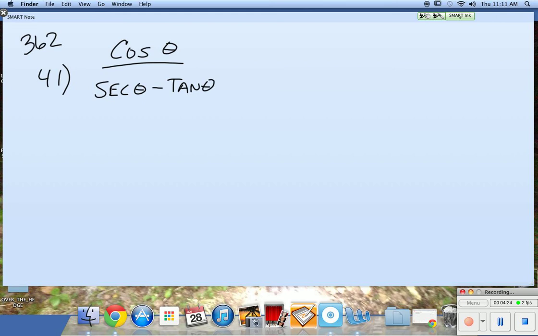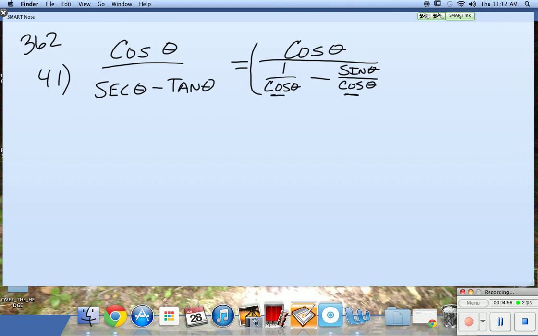Again, I'm going to put it into sine and cosine. So let's go ahead and use our tools. We've got cosine on top. Let's leave that there. Secant of theta is 1 over cosine of theta minus tangent of theta, which is sine of theta over cosine of theta. We should notice that we now have cosine of theta in the denominator on both of these. So we can combine these as cosine of theta over 1 minus sine of theta over cosine of theta.